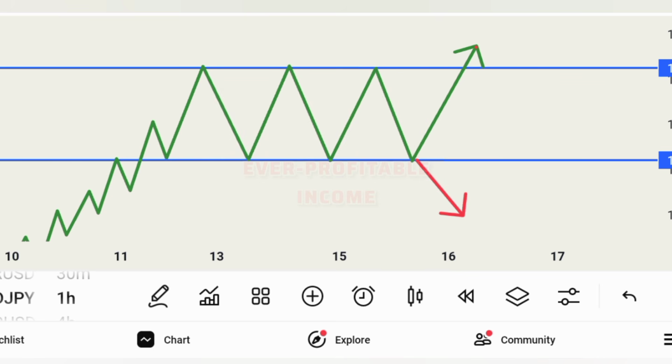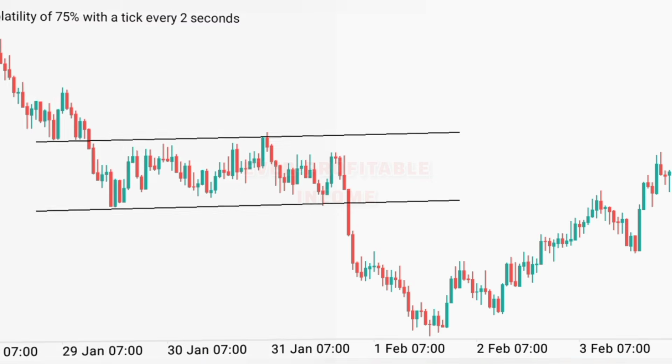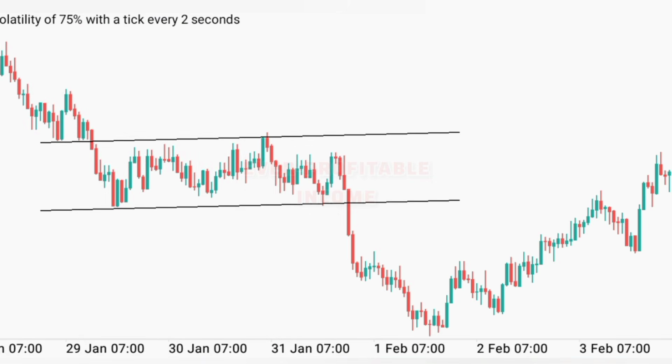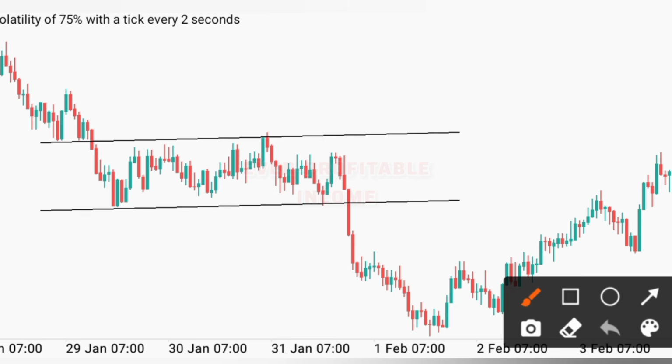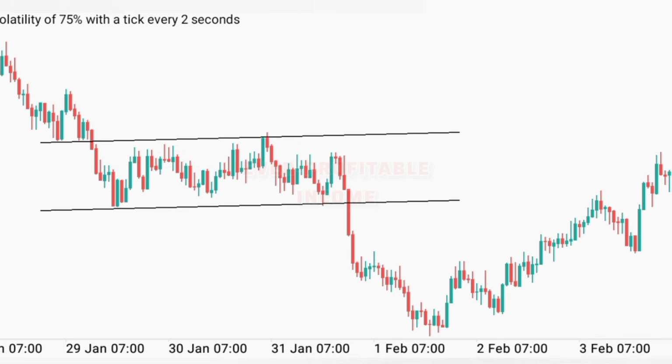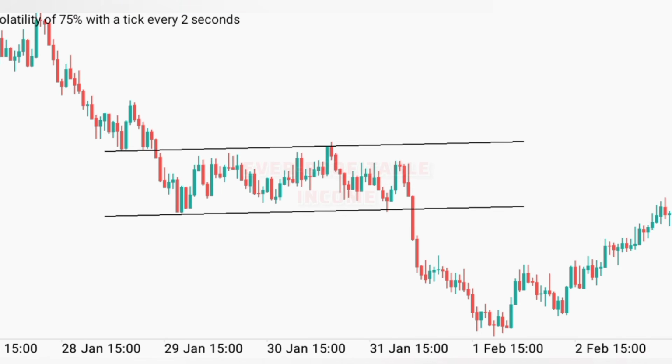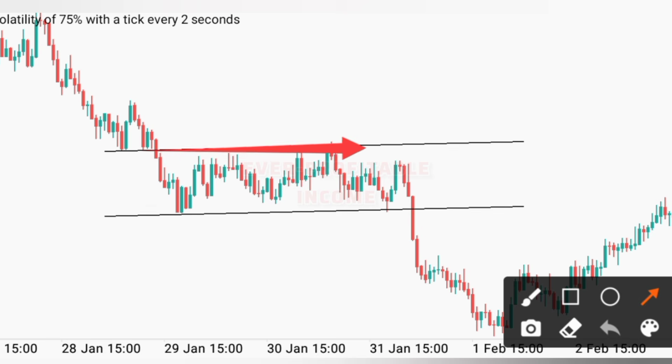Let's move over to the chart. Let me show you how a breakout candle should look. Okay, so here we have a breakout. Looking at this zone, we can see the consolidation zone over here. This is a consolidation zone, and you can see how it formed.